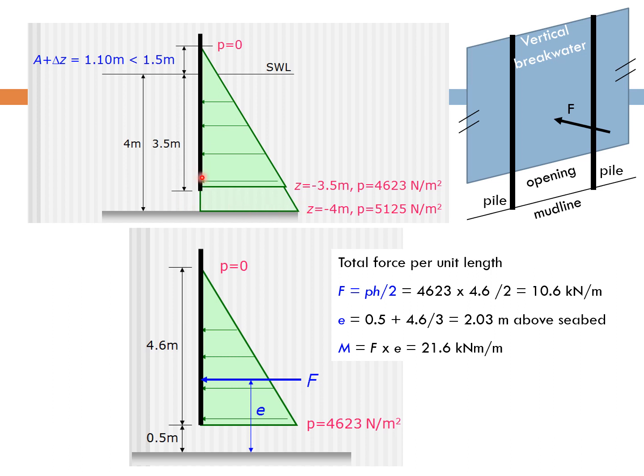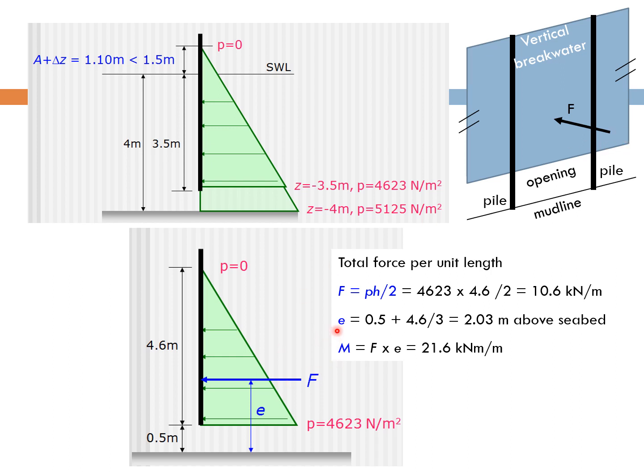Now we have obtained this pressure distribution triangle, which is 0 here and over 4,600 here. So we extract that triangle over here. If we find the area of the triangle, we are able to get the total force acting on the vertical panel. So F equals P, the pressure, times H, which is the height from this point to this point, divided by 2. The total force is 10.6 kilonewton per meter length into the plane, meaning per meter length of this vertical panel.